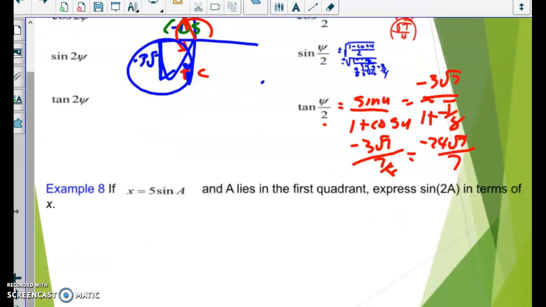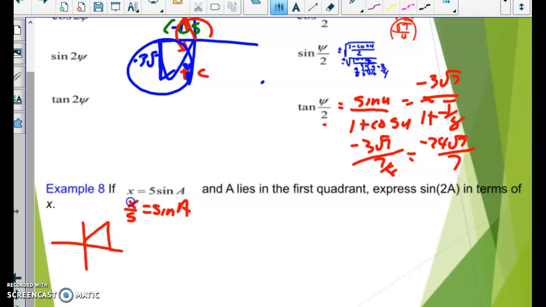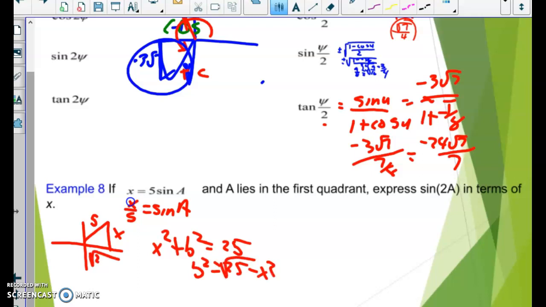All right, let's take a look at this one. If we have x equal to 5 sine of a, then x divided by 5 would equal the sine of a. And it tells me that it's in the first quadrant. So we know that the opposite over the hypotenuse would be that, and using my friend Pythagoras, I get b squared equals 25 minus x squared, square rooted. So this side down here is the square root of 25 minus x squared.